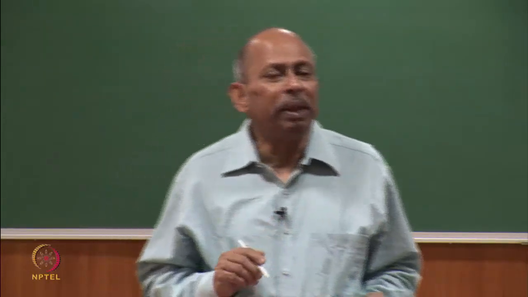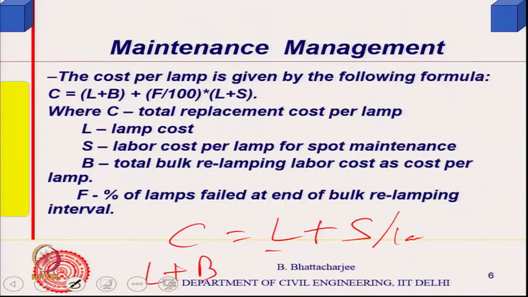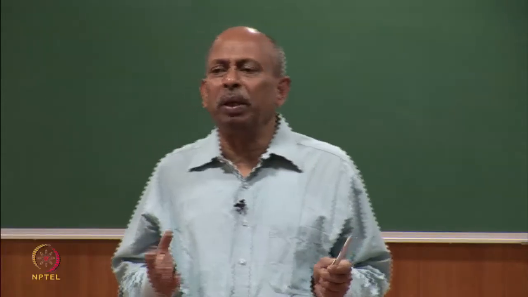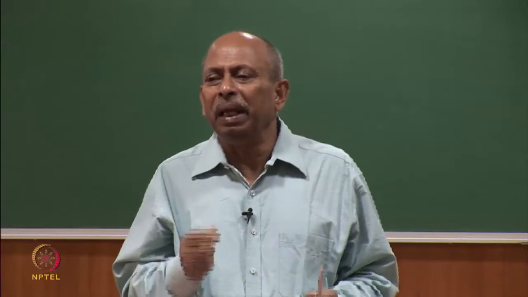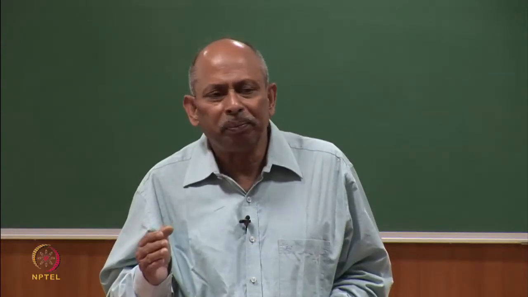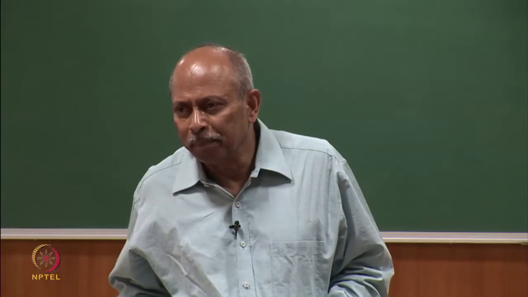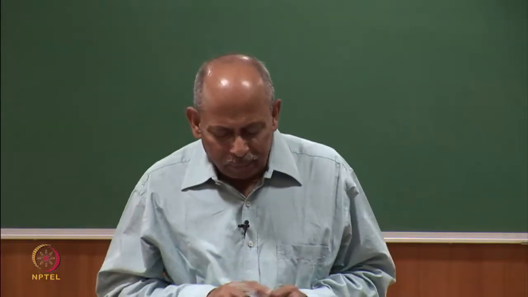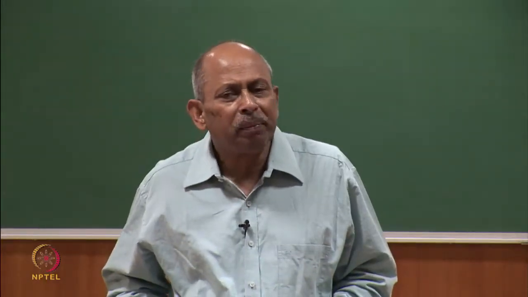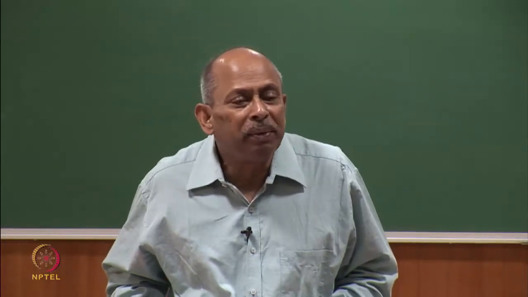But there is one thing happening, because I will not do bulk replacement continuously, I will do it at a certain periodicity. So, the fraction that fails between the periods of repair, let us say that is f, because I am talking in terms of percentage survivor. So, f fraction fails between two cycles of complete bulk replacement. Then this f would actually mean that I have to do spot replacement for them.